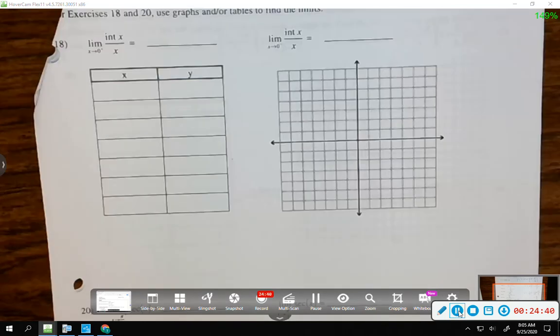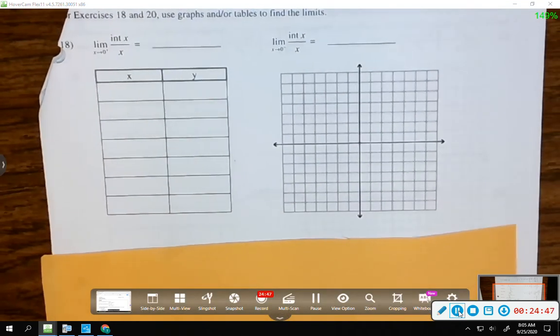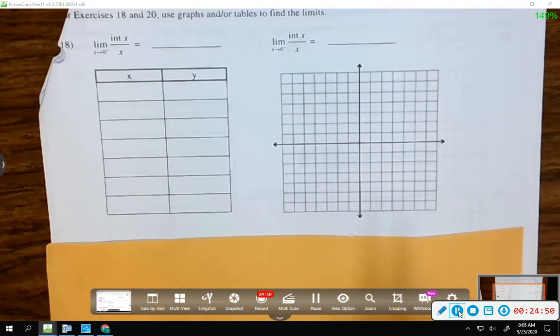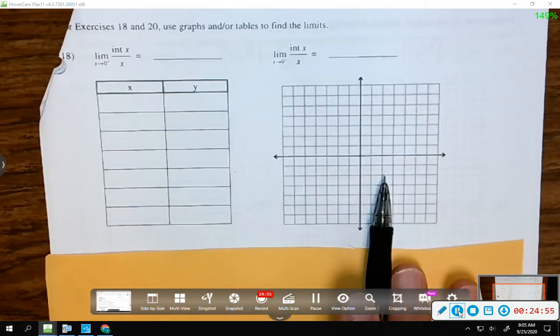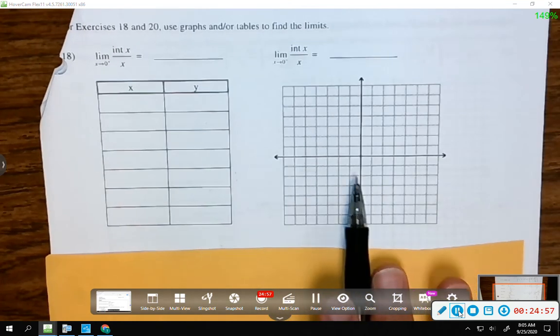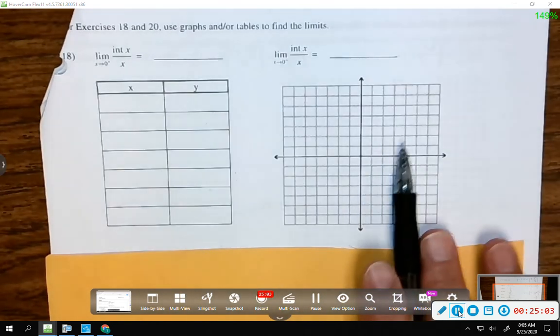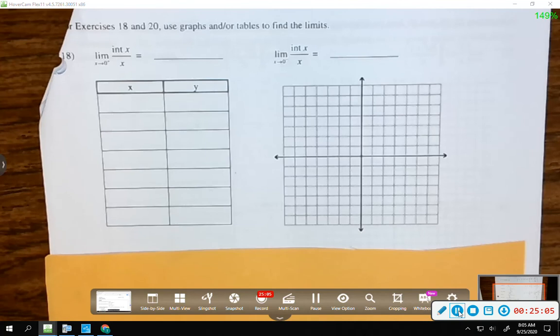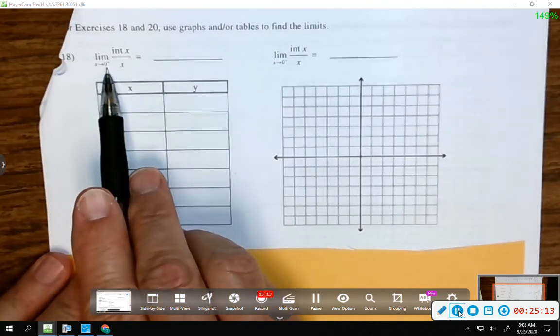Problems 18 and 20 are some unique situations, and it's worth talking about them just a little bit to see what's happening, because you do get some pretty interesting graphs. Notice it says use graphs and/or tables to find the limit. I would probably not use graphs here, because when you graph this, it's quite an interesting problem: you get a bunch of jump discontinuities over here. But let's just talk about numbers as we approach 0 from the left or from the right. We're starting with approaching 0 from the right. I think this one's going to be easier to do by investigating numbers.